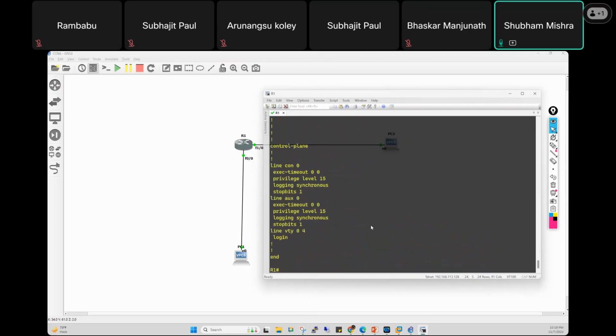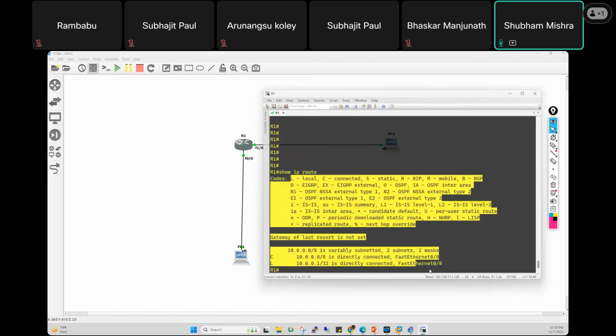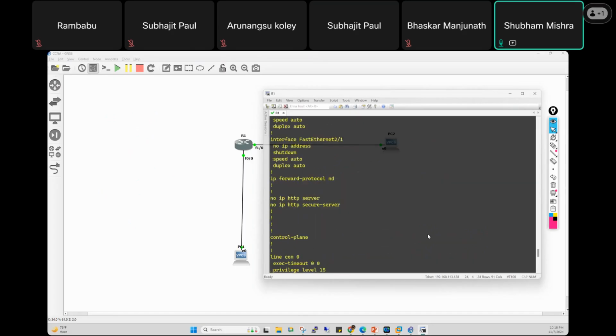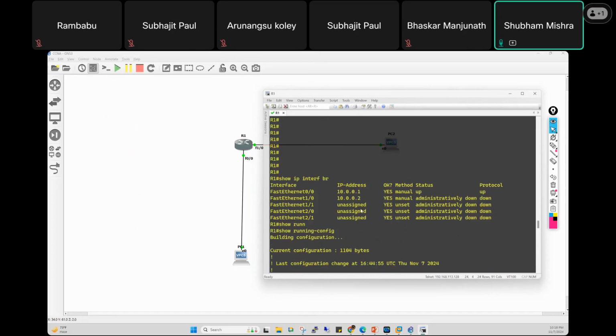Getting my point, everyone? If I want to check the routing table of this router, I write show IP route. See, this is the routing table of this router. Yes or no? I think some of the guys are confused. Sir, you told us we generally do not assign the IP address, then why is this visible here?